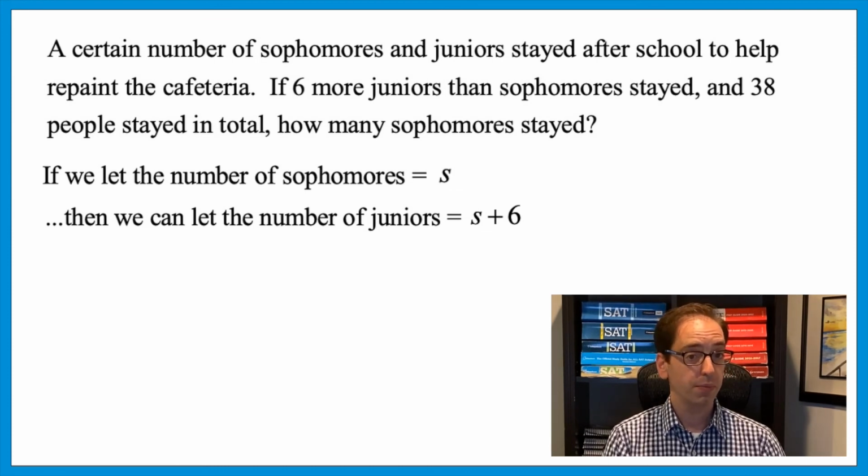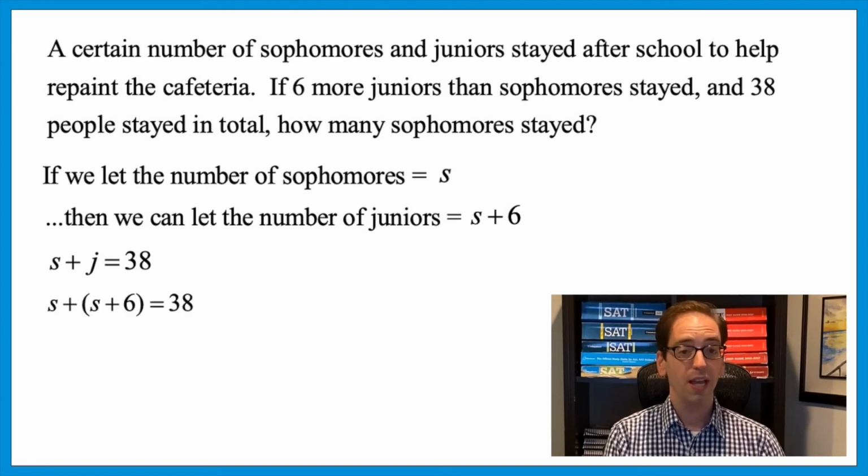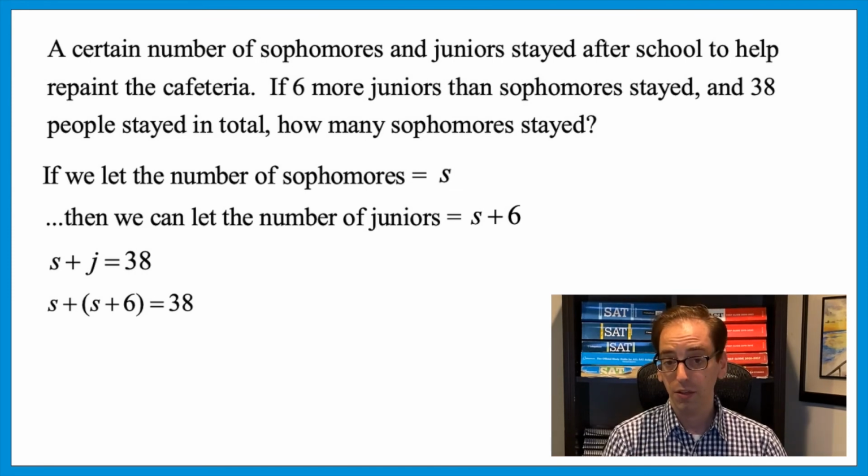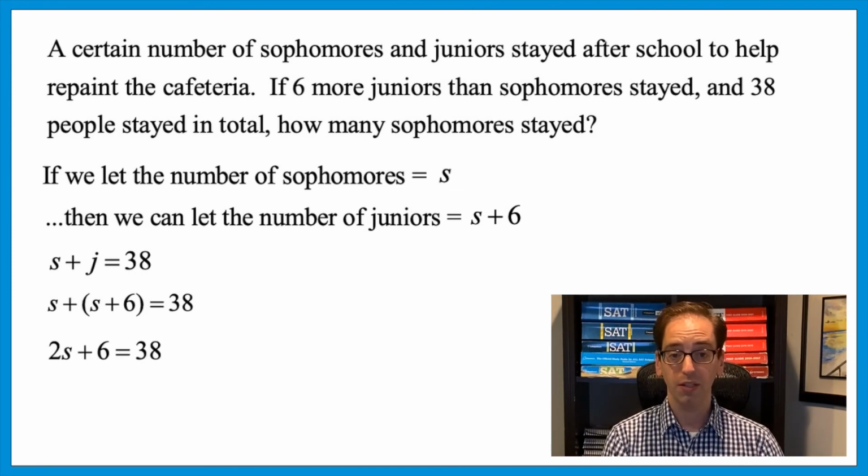So if there are 38 people total, we could say the sophomores plus the juniors is 38. But in place of J, let's call that the new name S plus 6. S plus S plus 6 equals 38. Notice how that expression is one that you could solve because we only have one variable. And now combining like terms, 2S plus 6 equals 38. Subtracting the 6, 2S is 32, so S would be 16. There are 16 sophomores.